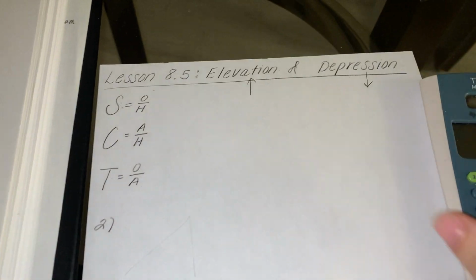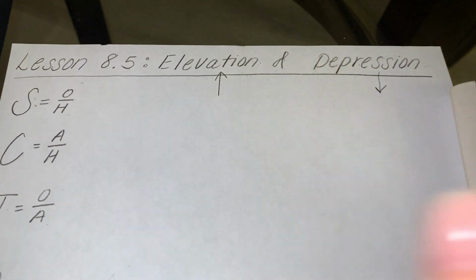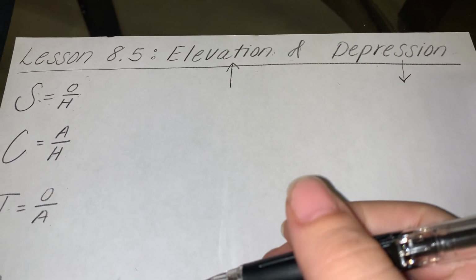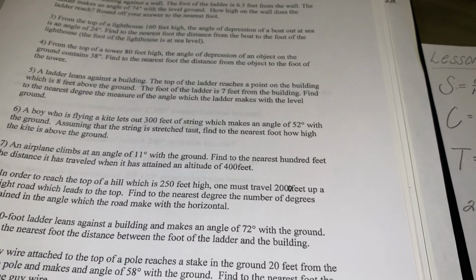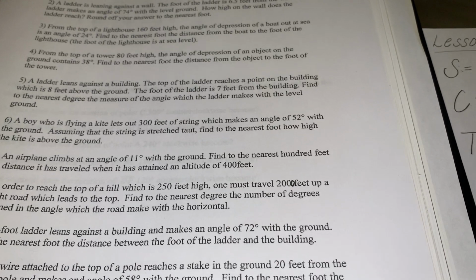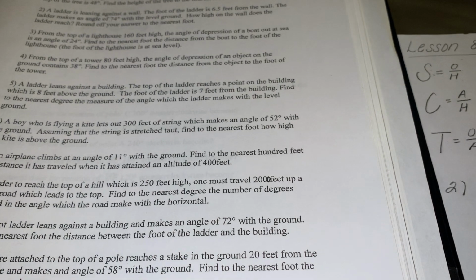Otherwise, let's talk about what is elevation and depression and what this lesson is even about. Now, I don't know if you noticed, but this whole chapter has been about right triangles, okay? Especially 8.4, 8.3, 8.2. Basically, the whole chapter has been all about right triangles. And these word problems are actually all about right triangles. It's just now using them in real life. As you can see here, if you skim through it with your eyes, they talk about things like a kite, a hill, a pole. And you're basically going to be drawing out these right triangles and how they would apply in real life.